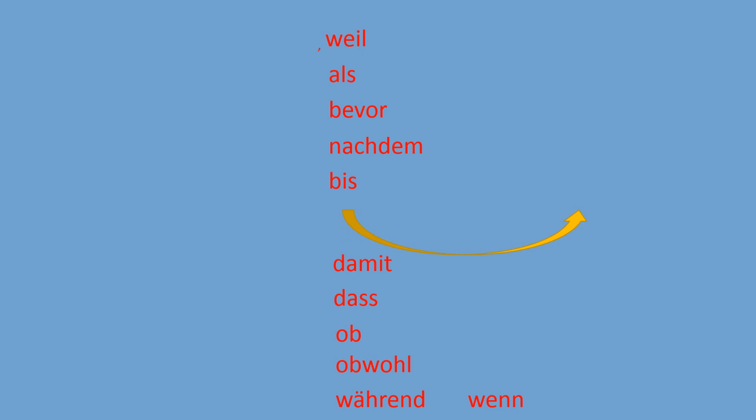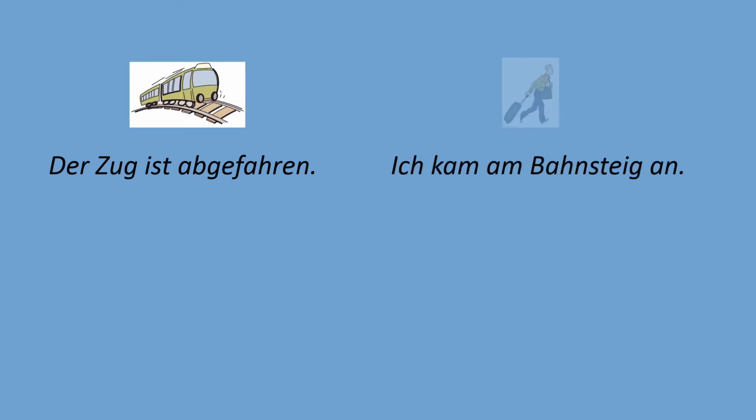As long as you use one of them, think your verb needs to go to the very end of the sentence. So let's analyze a couple of sentences. You remember, for example, these sentences, I used them in a previous presentation. The first sentence says, Der Zug ist abgefahren. So the train has already left. And another sentence says, Ich kam am Bahnsteig an. So I arrived at the platform.